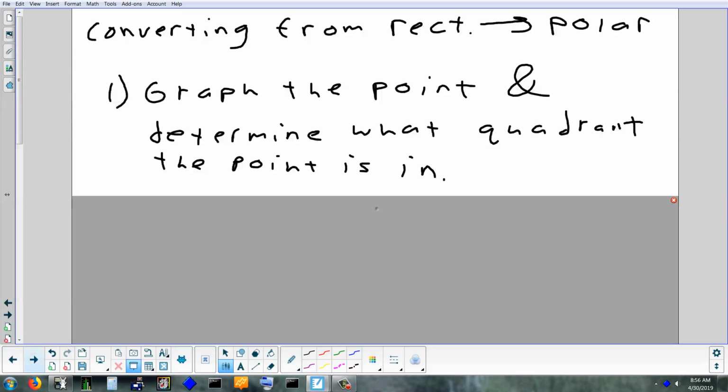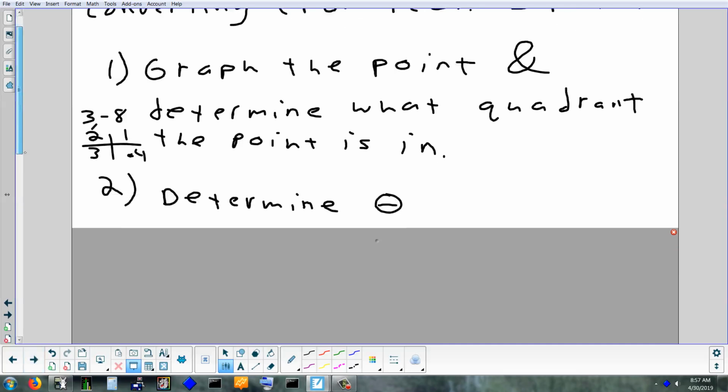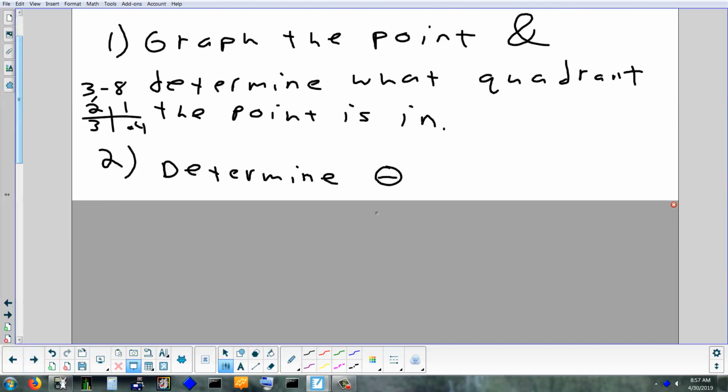And you'll see why you have to do this, but the first thing you have to know is what quadrant your point is in. So if I gave you the point 3, -8, you don't have to know exactly where, and you don't even really have to graph it. If you can figure that out in your head, that's fine. So I'd say, okay, 3, -8, it's right there. That's quadrant 4. Just a reminder, 1, 2, 3, 4, those are your quadrants. So figure out where your point is. Once you know the quadrant, now you can find the angle.